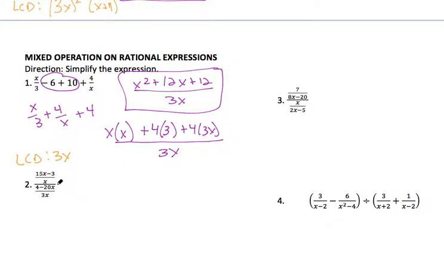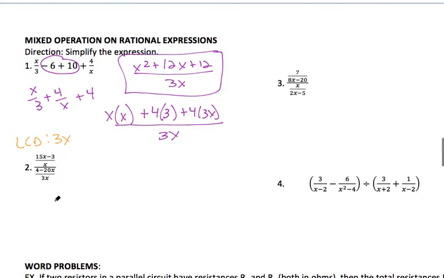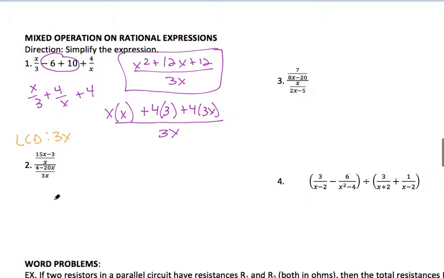Okay, so these are a little bit trickier. This is called a complex fraction, and we're going to learn about this in just a couple of days. Okay, so a fraction is you're dividing a fraction by another fraction. So when you're dividing two fractions, it's really the same as multiplying. So you need to rewrite this one as a multiplication problem. So 15x minus 3 over x times 3x over 4 minus 20x.